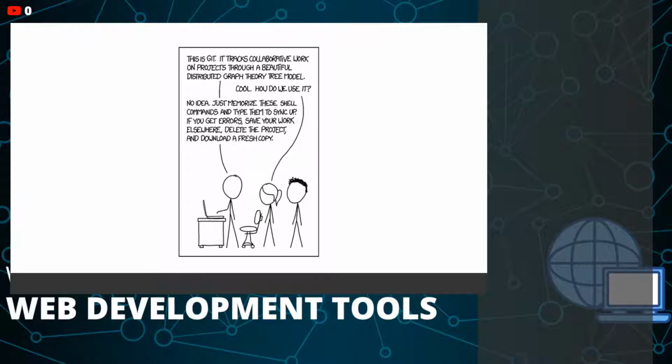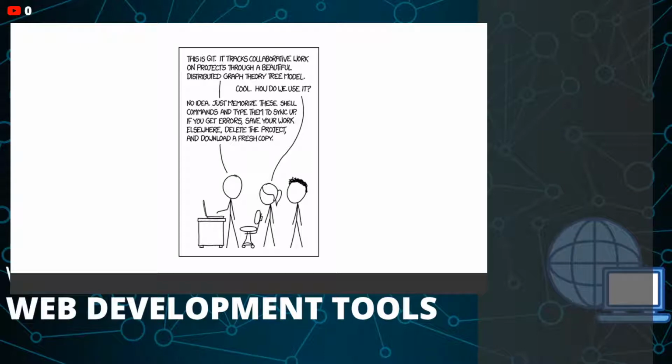One of the things that we said last week was that everybody who had a copy of the work that was in a Git repository had a version of that work that was just as valid as anyone else. So we have this tree model that gives everybody the same thing, and if we make new versions, it creates a new version in a tree structure, and we can branch off and create branches. That's one of the things that we're going to be doing today. So this is Git. It tracks collaborative work on projects through a beautiful distributed graph theory tree model.